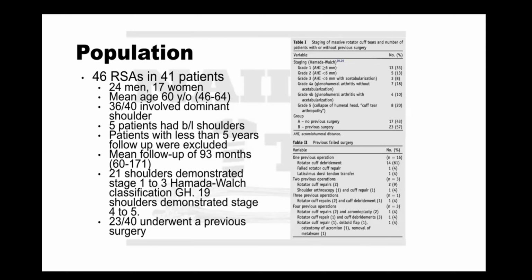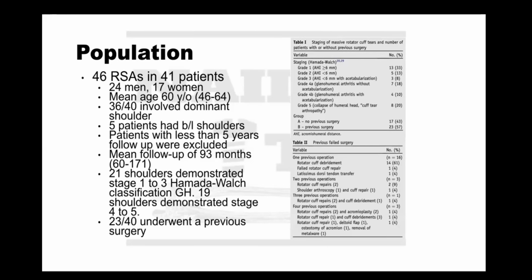36 out of 40 involved the dominant shoulder. 5 patients ultimately had bilateral shoulders that were included in this study. And then, as I stated earlier, patients with less than 5-year follow-up were not included. So ultimately, 5 patients were dropped. We had a mean follow-up of 93 months in this study.